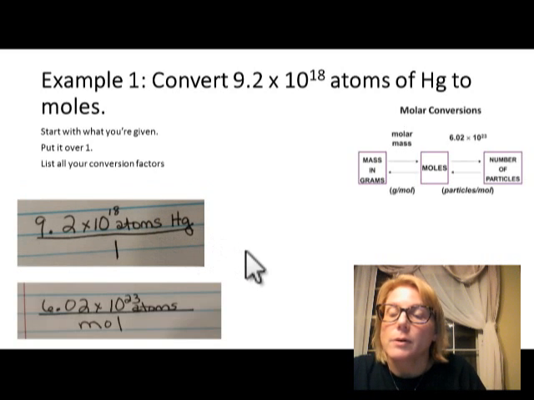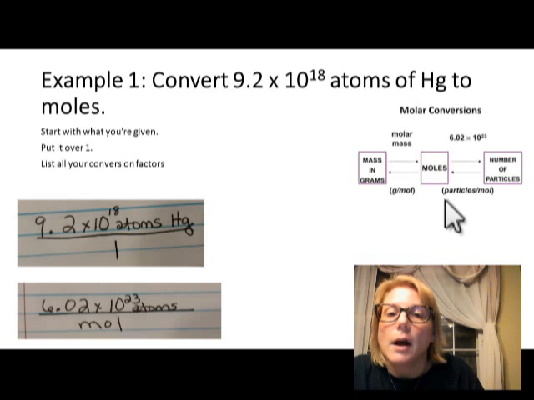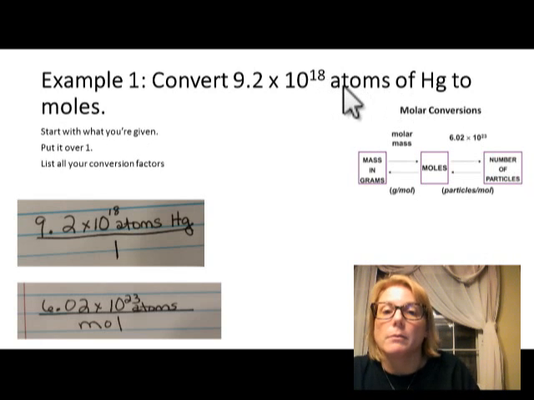The next thing is we're going to list our conversion factors. Notice I'm doing this at the bottom here. And I'm not thinking about, at this point, whether I'm going to leave it or flip it, whether I'm going to multiply, divide. I'm not thinking about my numbers. I'm just thinking about where I want to go. I want to end up with moles, because my problem says convert to moles. And I'm going to start with particles or atoms, because that's what my problem gives me.